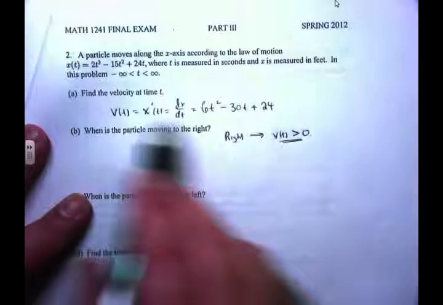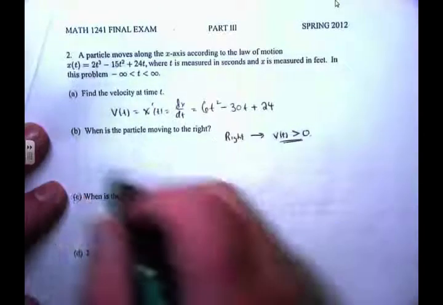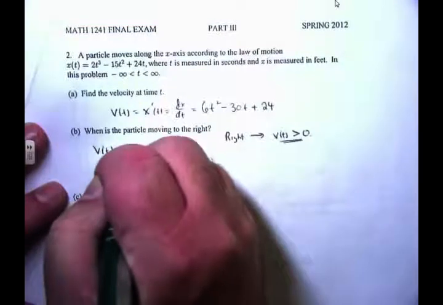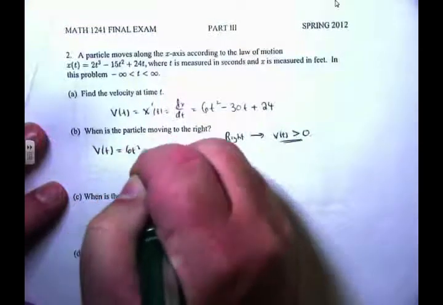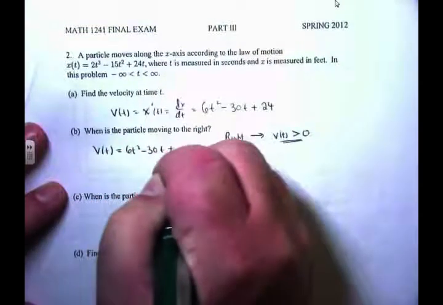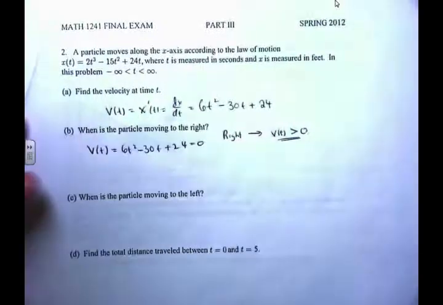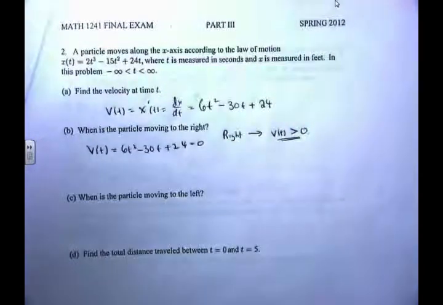Does that make sense? So, when is this velocity going to be greater than zero? Before I find where it's greater than zero, I'm going to find where the velocity is equal to zero. So, the first thing I'm going to do is set it equal to zero and solve. I'm going to find where the particle stops. Understand my physics. When I set the velocity equal to zero, the derivative equals zero, velocity is equal to zero, the particle stops. First, I've got to find where the particle stops.